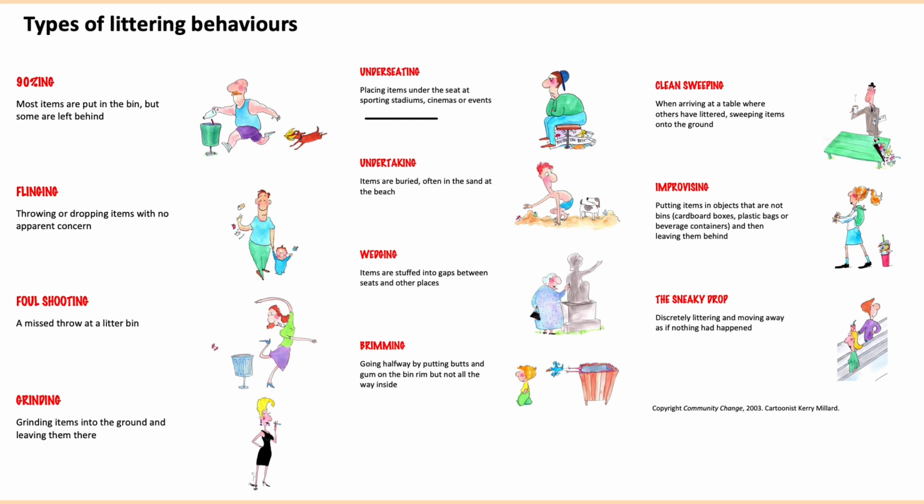I've also seen wedging, where items are stuffed into gaps between seats and other places. So down at my park, where I go for a walk, I've seen rubbish shoved in between the seats, and that is what wedging is called. So I want you to have a read through these and see if you've noticed any that you've seen happen when you've been on a walk, or maybe you've been to a soccer game, or maybe you've been to the movies. Okay, and now this page is focusing on the negative littering behaviors.